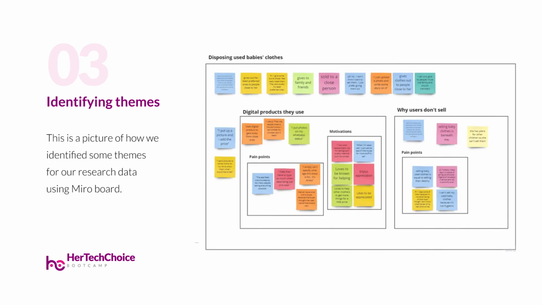This is a picture of how we identified some themes for our research data using the Miro board. So the main theme here is disposing babies' used clothes. Then we have two sub-themes under the main theme, which is digital products they use and why users don't sell. Also under digital products they use, we created sub-themes, which is the pain points and the motivations, and pain points also under why users don't sell.